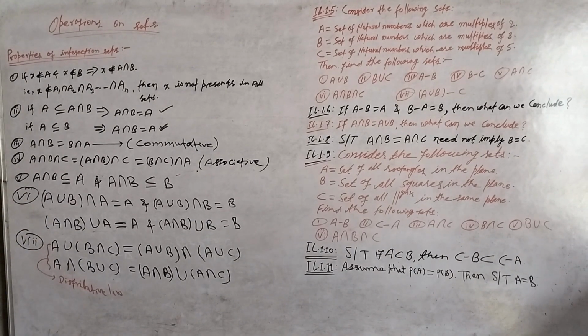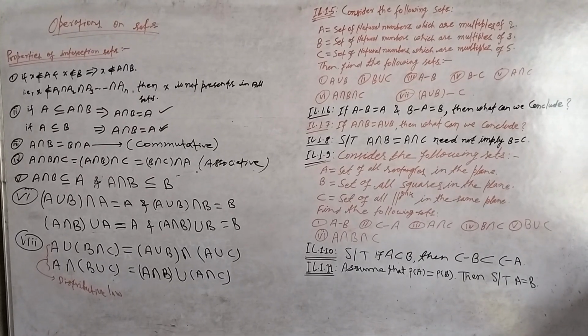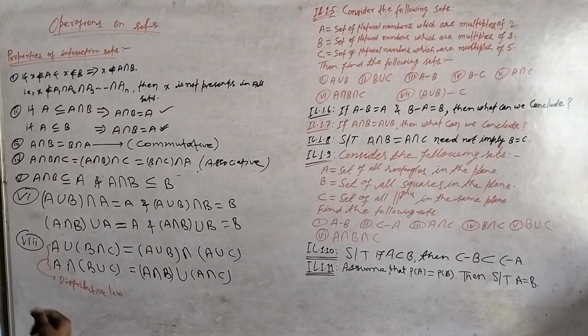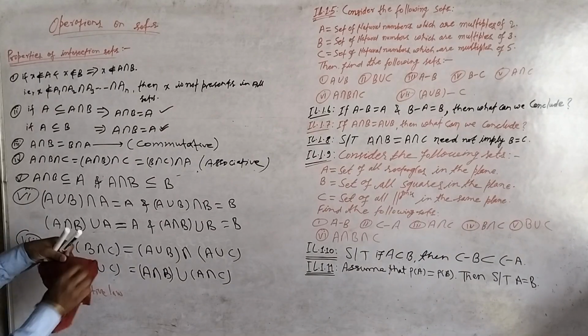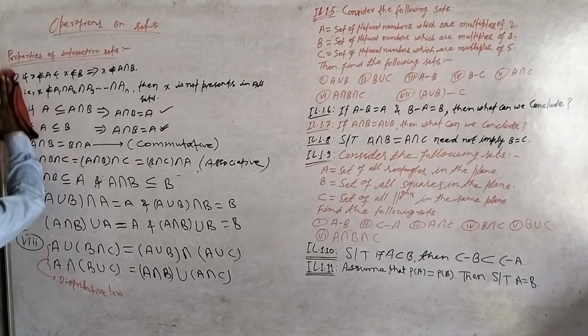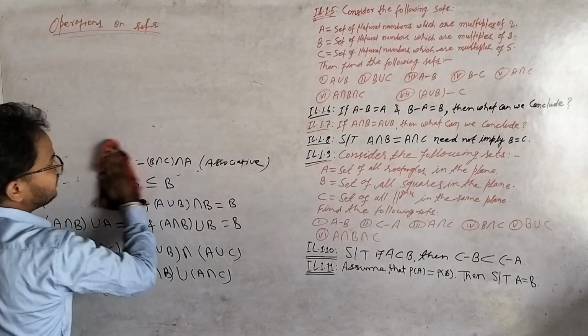Now the intersection properties are enough. Now we discuss disjoint sets.